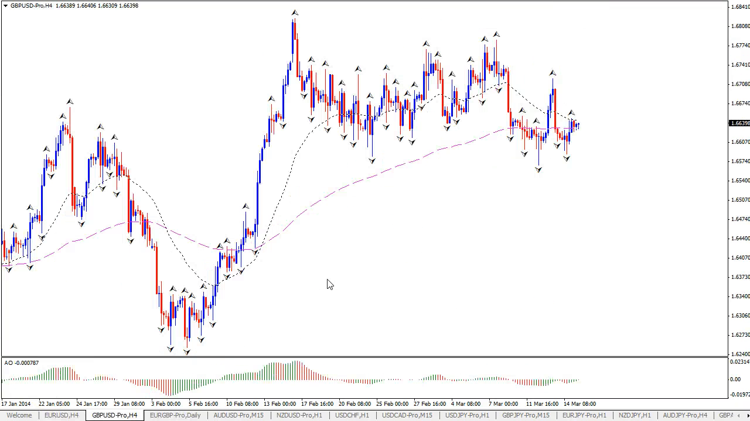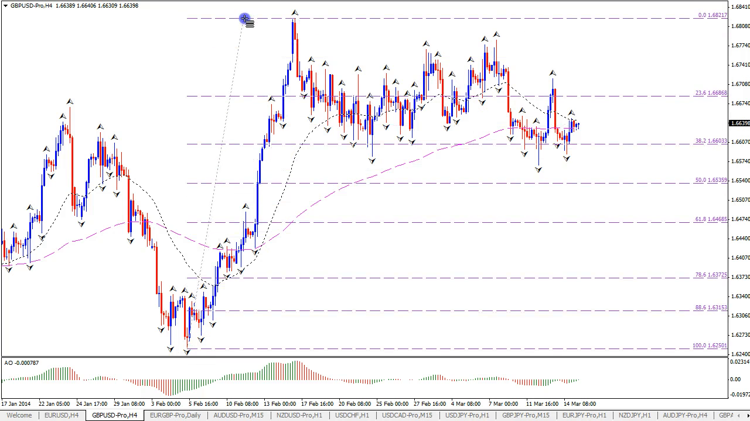The pound dollar, well, I'm not too big of a fan of the pound dollar at the moment, and that has everything to do with the fact that we're just stuck in a very big consolidation.